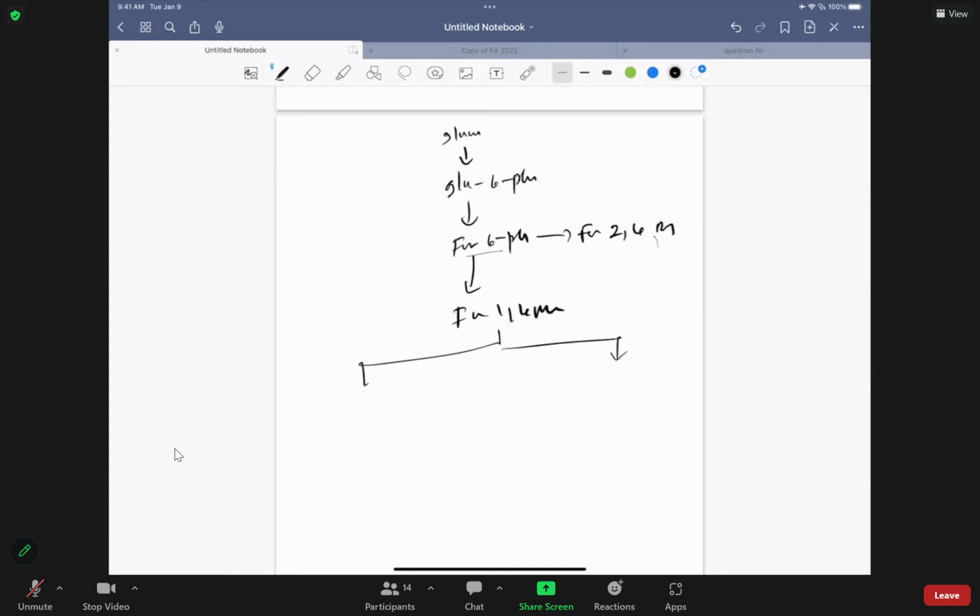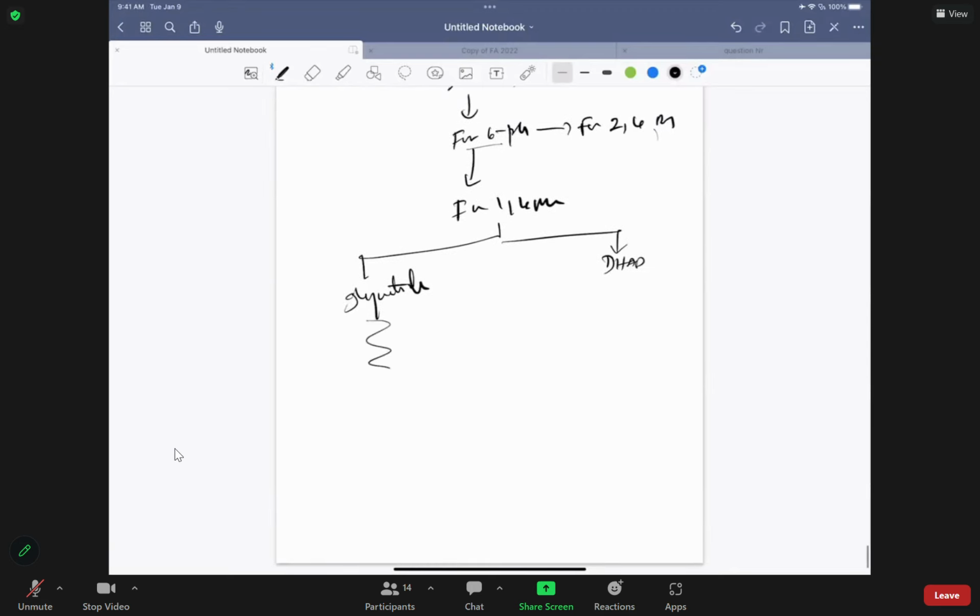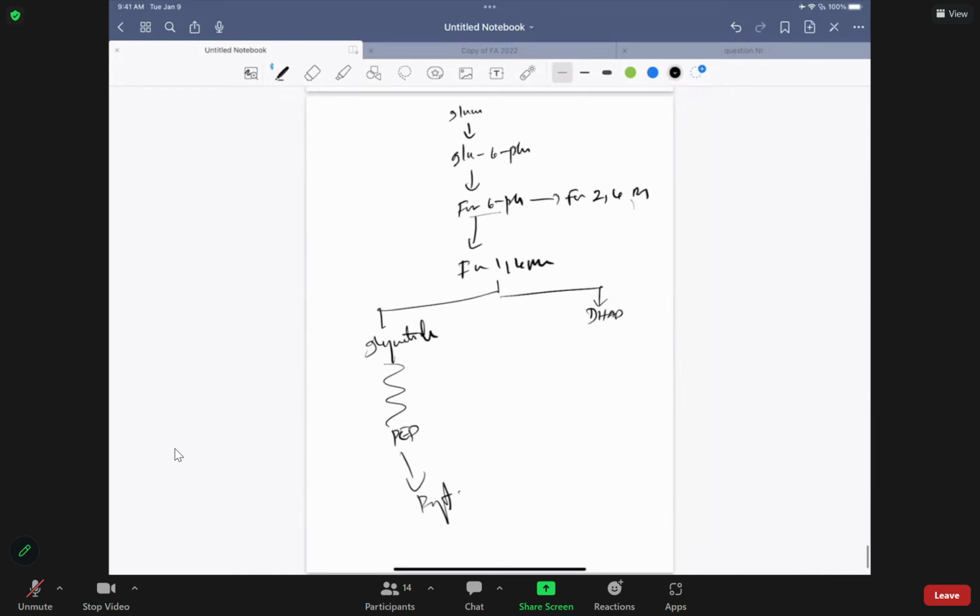Then we divide, you get two: your G3P and then your DHAP. This is the glyceraldehyde. So we have a couple of steps, skip, and we get to PEP. And then the final one is pyruvate. Is that clear, folks? Now, there's a reason behind why I wrote this.